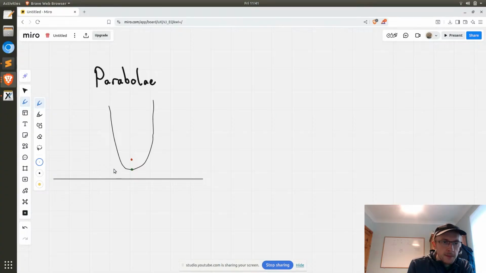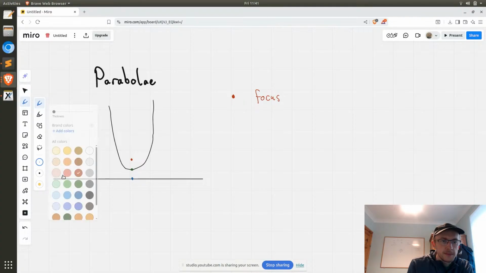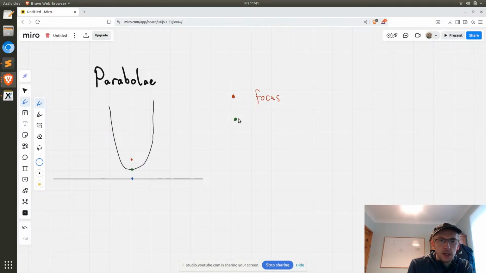So I'll do RGB. Anyway, so that point right there is called the focus of the parabola. The green point right there at the base of the parabola is called the vertex. And the blue point, couldn't really find an agreed upon name for it, so I'm just going to call it the anti-focus. Other possible names would be the foot or the pole of the parabola.